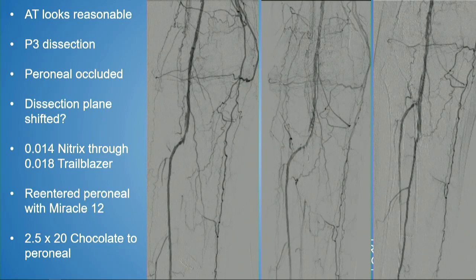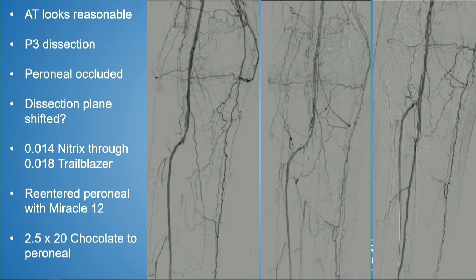We then did 2.5 by 40 millimeter chocolate angioplasty of the AT, coming all the way back up. This gave us an AT, but we still had that P3 dissection, but we also had the peroneal now occluded, which was our one line of inline flow. Whether we dissected a plane, whether we shifted that plane, whether we moved plaque over to the peroneal, we had an open AT now, but we had no peroneal.